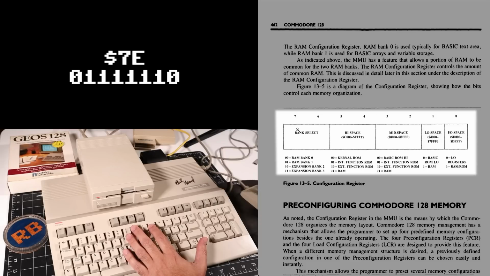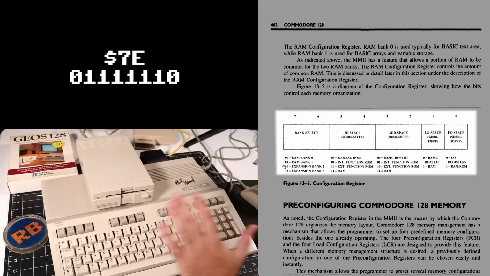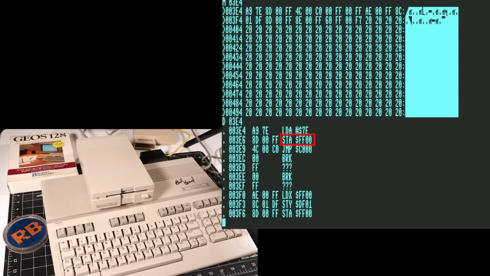And then in bits 6 and 7, we have a 0-1, which means we're configuring the MMU to use RAM bank 1. So in effect, sending 7E to address FF00 tells it that we want I/O, we want to swap out BASIC and KERNAL for RAM, and we want to use RAM bank 1. So that is what that bit of code is doing when it sets up the machine.